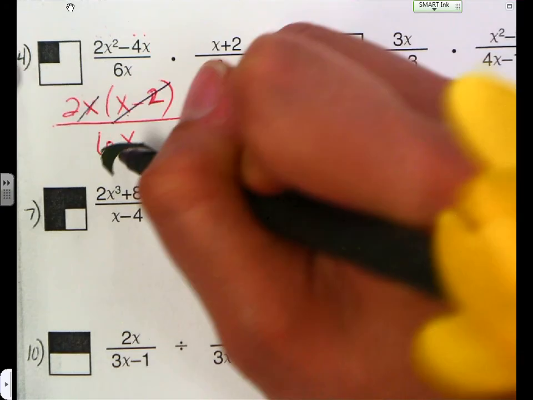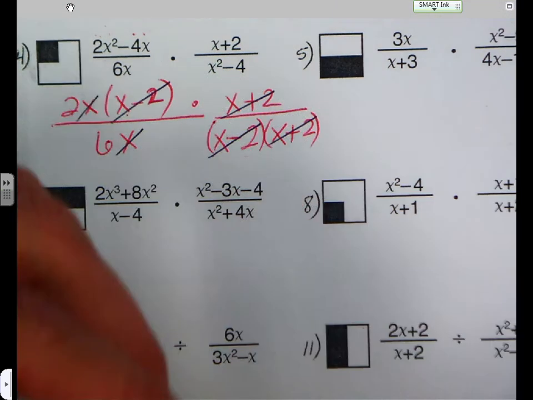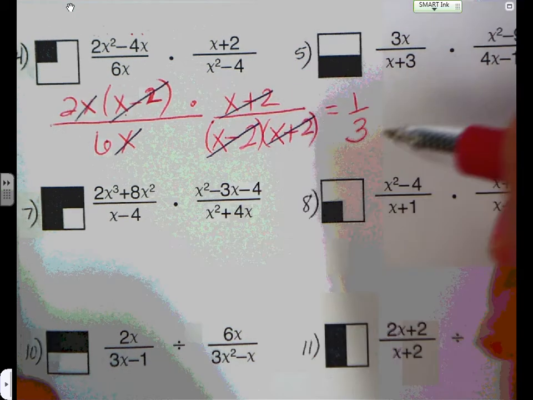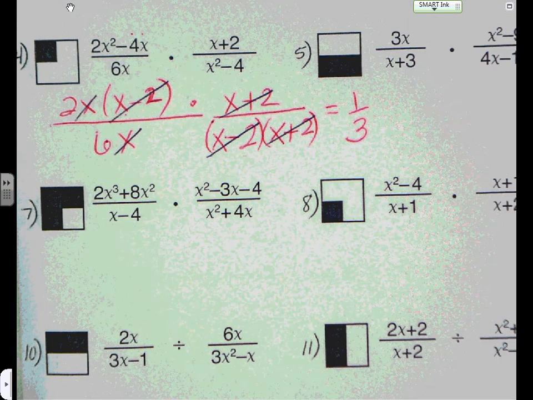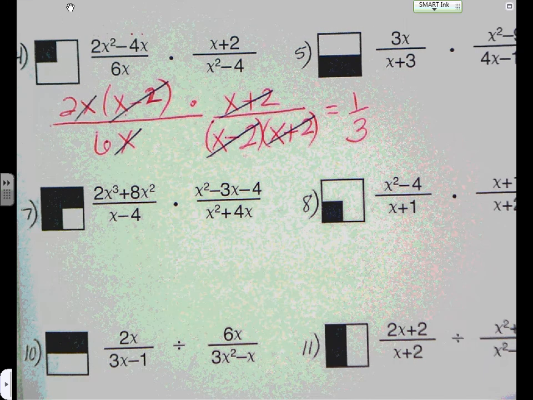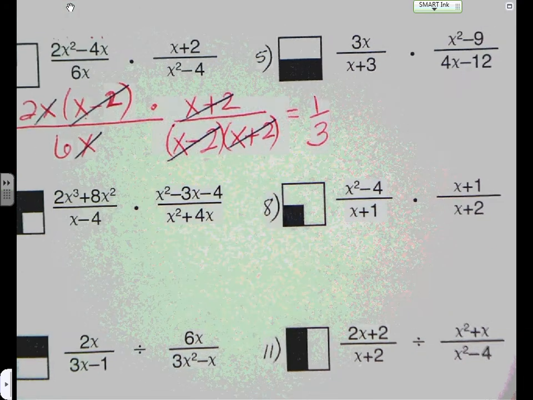Sure, you can take out an x from the top and the bottom. And then can you reduce this fraction? To what? Yeah, exactly, 1/3. So your final answer is 1/3, and you can look for that in your puzzle, okay? So let's go on to number 5.